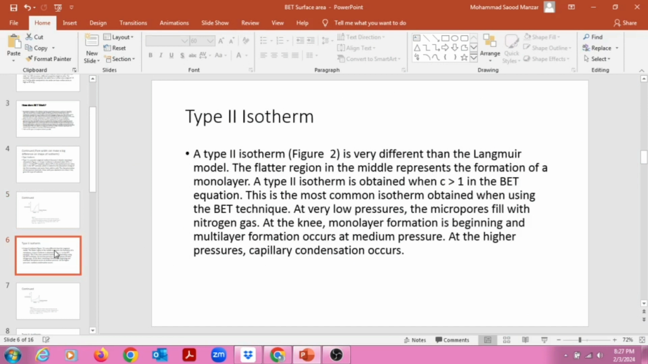The flatter region in the middle represents the formation of a monolayer. Type 2 isotherm is obtained when C is greater than 1 in the BET equation. This is the most common isotherm obtained when using the BET technique. At very low pressure, the micropores are filled with nitrogen gas. At the knee, monolayer formation is beginning, and multilayer formation occurs at medium pressure. At higher pressure, capillary condensation occurs.